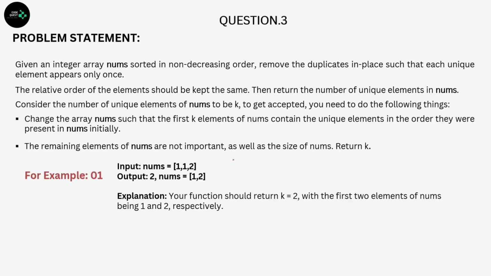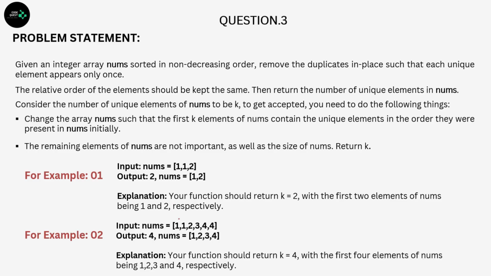Now, for example, if I consider my input as having elements like 1, 1, 2, I am expecting the output to be 2. What is 2 here? The total unique elements present in this. So 1 is repeated, I can take it as 1 count, and 2 is 1. So a total of 2 unique elements are present. And my updated array should contain this 1, 2. I am not worried about what comes next.